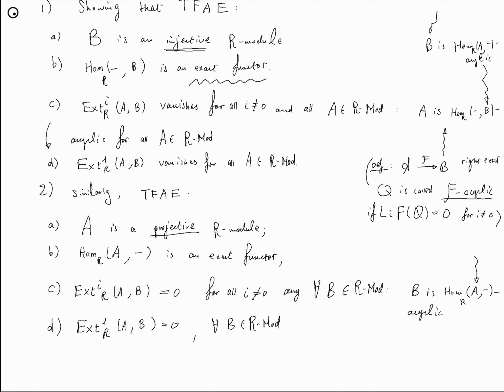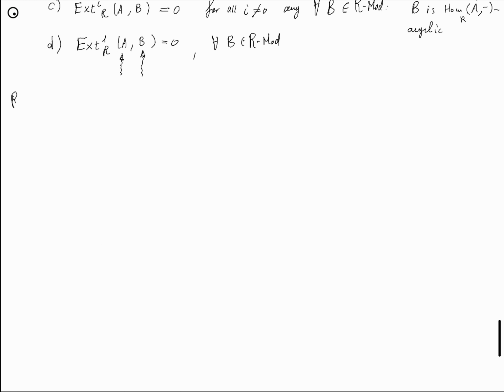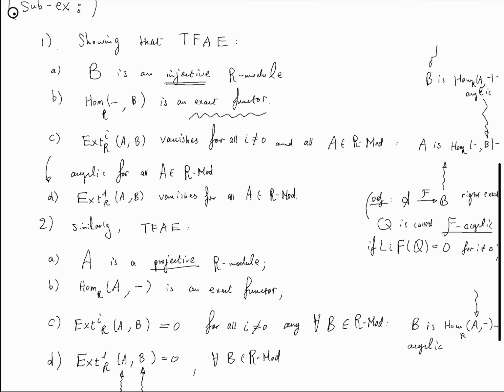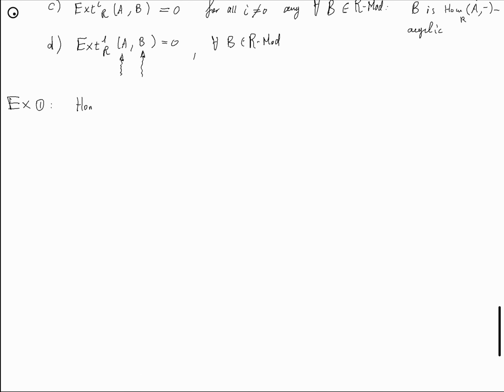It's very easy to remember the result, but the point is you have to remember the position: projective on the first position and injective on the second position. Let's say, to help remember the situation, let's connect the fact that, for example, let's show that Hom A, R is an exact functor if and only if A is projective.